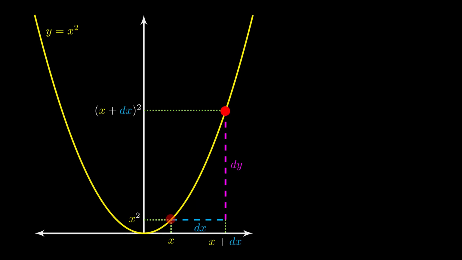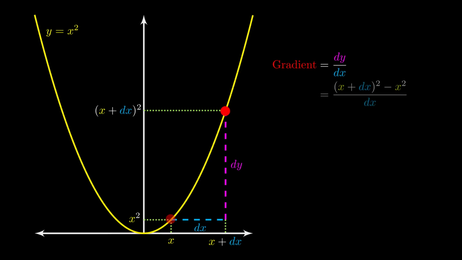The gradient is dy over dx, and so we calculate that. Now, what's dy? dy is the change in the y value, which we calculate by subtracting the old y value from the new y value.